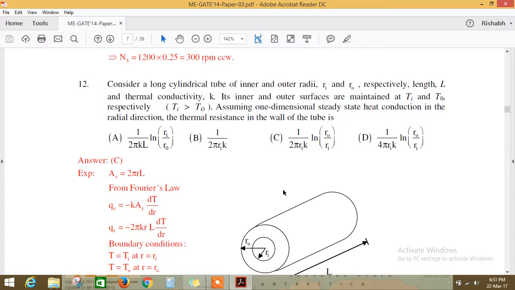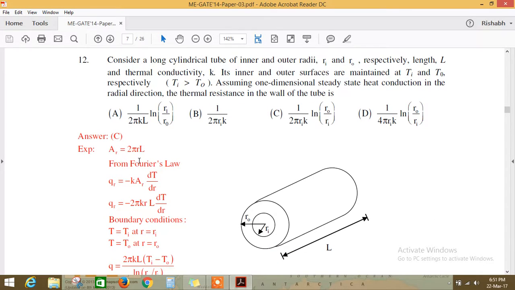Okay, so we know, as per the Fourier's law, Q is equals to minus KA dT by dr, or dT by dx. X is the direction. Here A is the area from which the heat transfer is taking place. So this is the surface area of this cylinder. This figure is not given in the question. I have just drawn to explain you in a better way. Okay, so area is 2 pi RL.